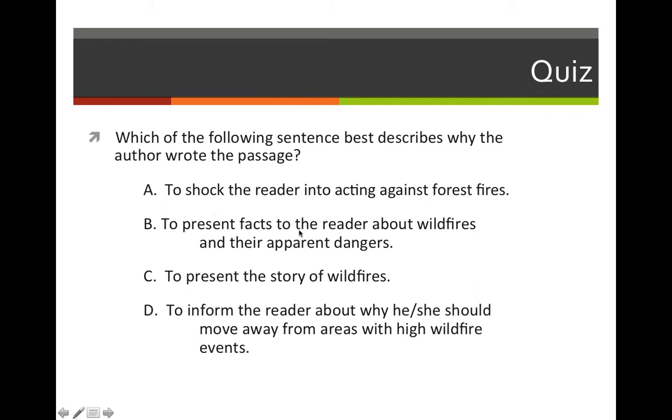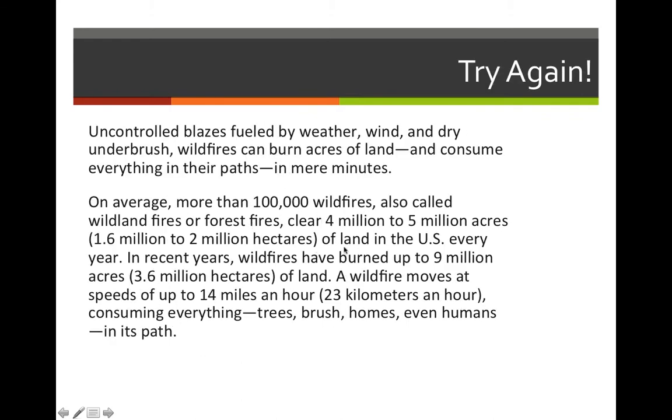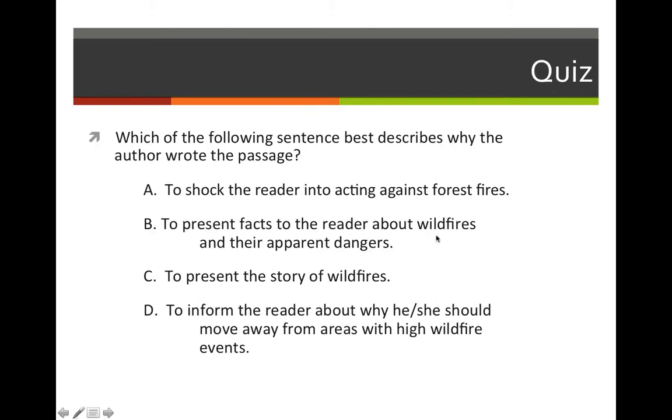Okay, what about A, to shock the reader into acting against forest fires? Well, some of these statistics are pretty shocking, and it does kind of make me want to do something, but what do they suggest that I do? Nothing. They're not suggesting I do anything or demanding that I do anything, so they're not trying to persuade me, so it can't be A. So let's look at B and C.